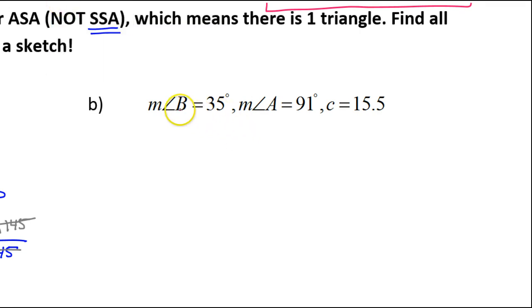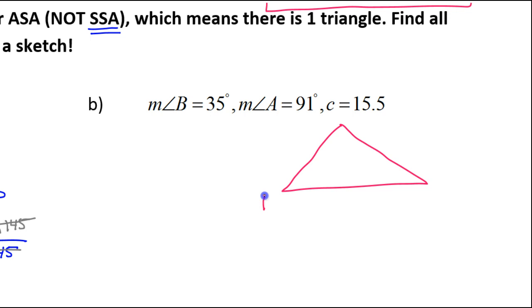Okay, so here I have two angles and a side. So again, this is not side-side-angle. I do not have to worry about the ambiguous case. I can just draw the picture and solve it. There will be one solution. That's it. Okay, so here's my diagram.